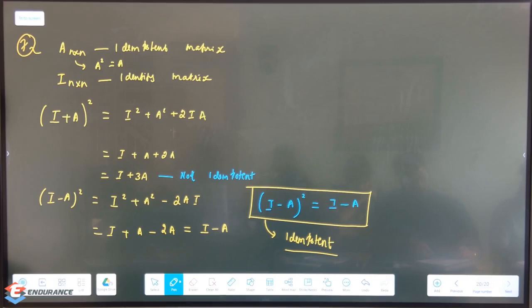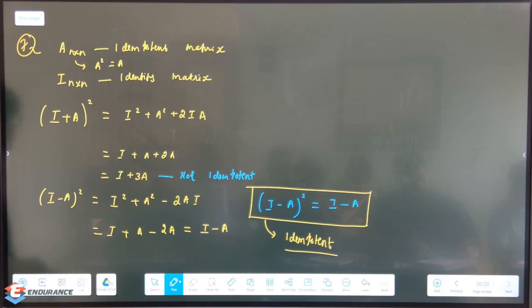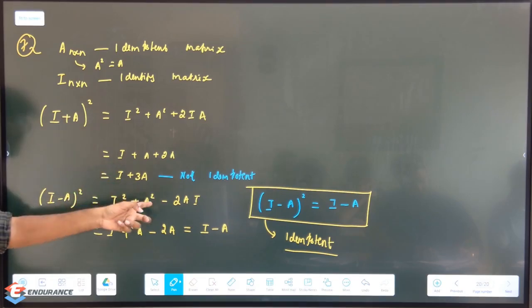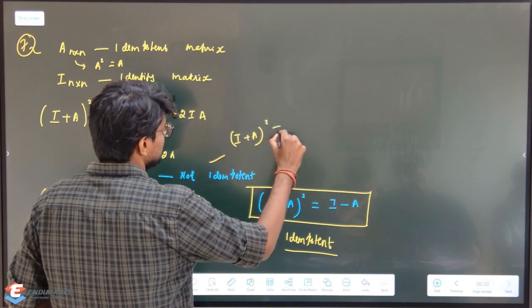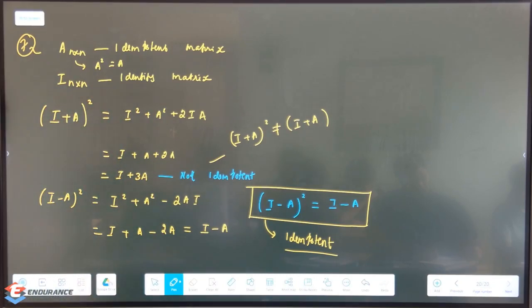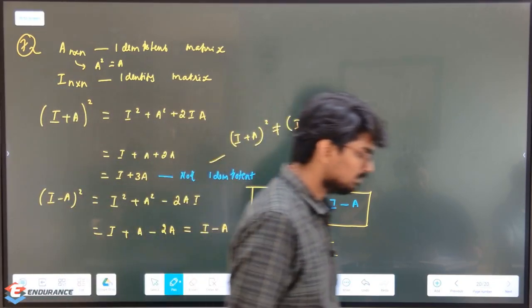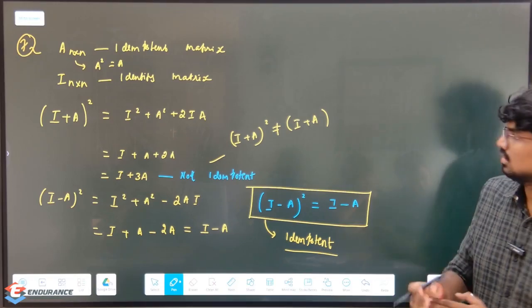Condition, idempotent condition. If A square is equal to A, idempotent. Similarly, I plus A whole square equal to I plus A means it is idempotent. I minus A whole square, if it is equal to I minus A, it is idempotent. Here, I plus A whole square is not equal to I plus A, so it is not idempotent. If it is equal, then it is idempotent. So option B: I minus A is idempotent, but not I plus A.